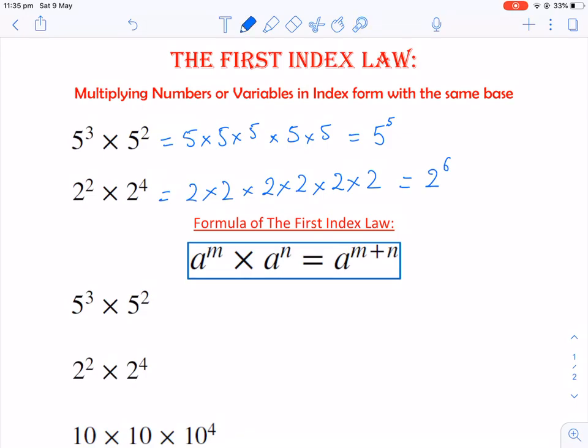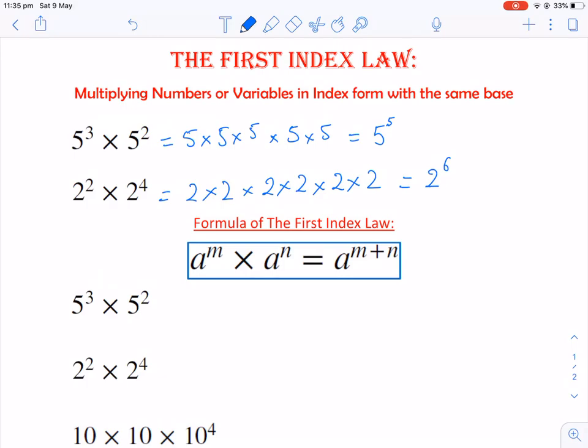Let's check it out with the first two examples. The first two examples are exactly the same, but for these two I did it manually, and the results are here. For this one, I'm going to use the formula of the first index law to see if the result is exactly the same or not. Okay, so here, the first thing I have to identify is that they have the same base. So I can use the first index law because it's multiplying.